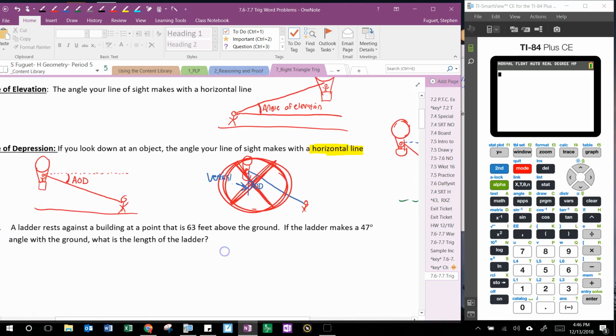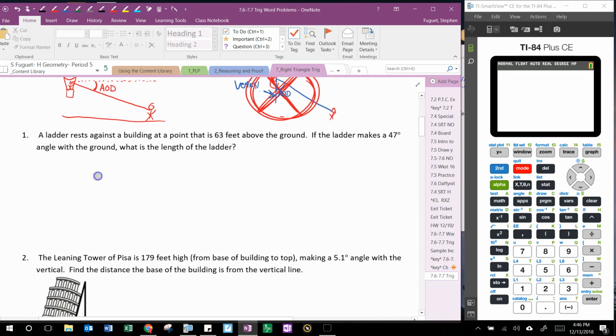With that being said, let's take a look at a problem. There are two distinct types of word problems. One in which you're going to be finding missing sides of a triangle, and one in which you're going to be finding an angle of elevation or angle of depression. So we'll start with a missing side problem. One asks here, a ladder rests against a building at a point that's 63 feet above the ground. If the ladder makes a 47-degree angle with the ground, what is the length of the ladder? So first thing I always like to do in these problems is draw a sketch to create the triangle that I'm trying to solve for.